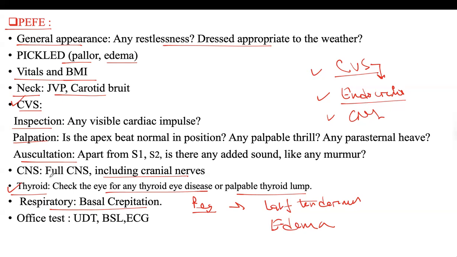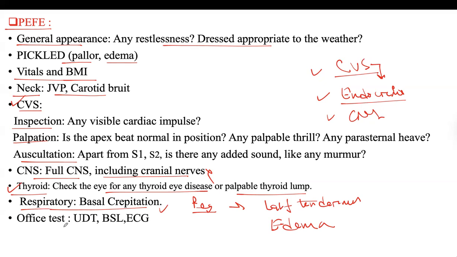Then I would like to do a full central nervous system exam, including the cranial nerves. Examiner will say that's normal. That's it, nothing else. Because this is not our most important system, we just cover it. Respiratory system, basal crepitation is important because heart failure is one of our differentials. Okay?